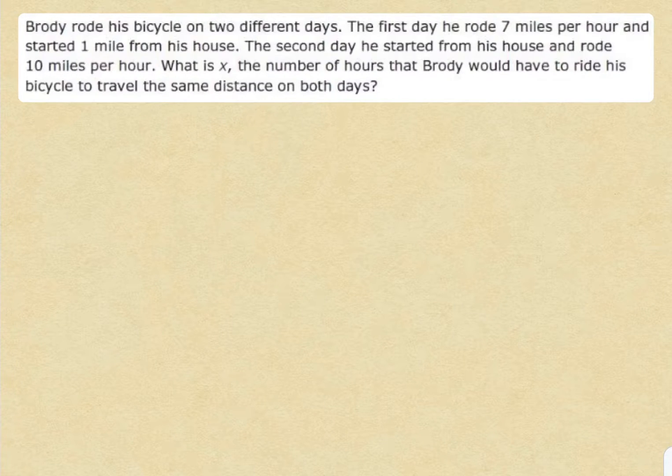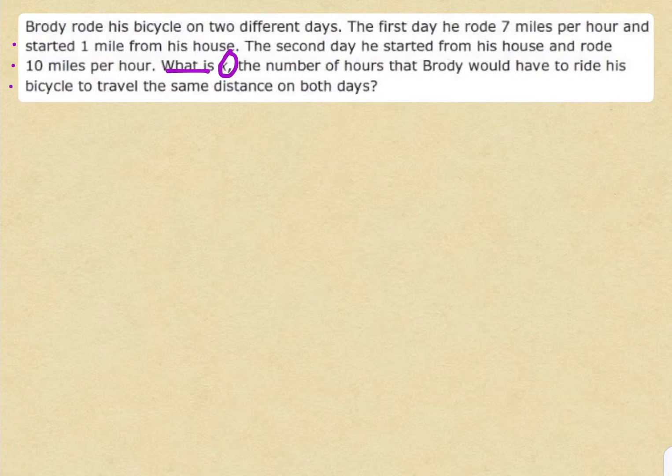Brody rode his bicycle on 2 different days. The first day he rode 7 miles per hour and started 1 mile from his house. The second day he started from his house and rode 10 miles per hour. What is X, the number of hours that Brody would have to ride his bicycle to travel the same distance on both days? So I'm going to start in the question by what it's asking.